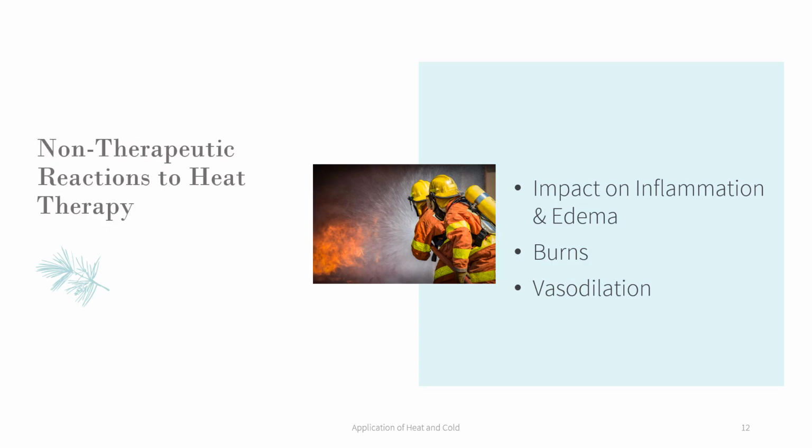When heat is applied to a large area of the body, it can cause extensive vasodilation, which may lead to a drop in blood pressure and a feeling of faintness. So in summary, using heat too soon or for too long can cause increased swelling, burns, tissue damage, or even systemic hypotension. These are all preventable with proper safety measures.